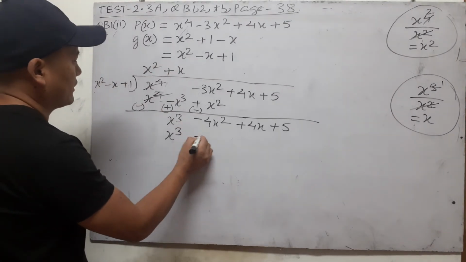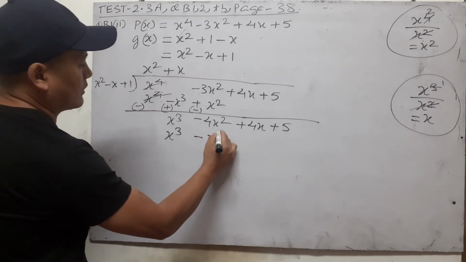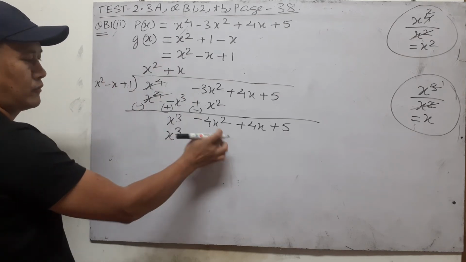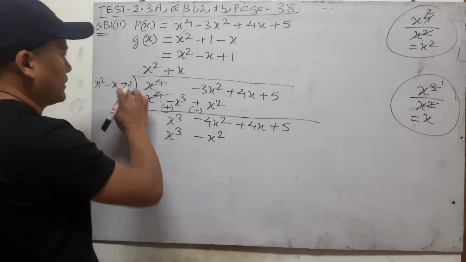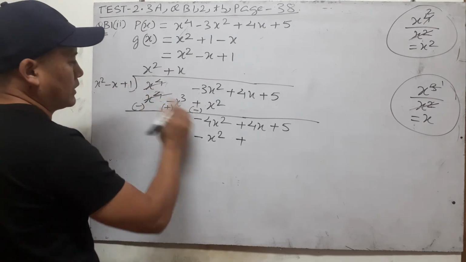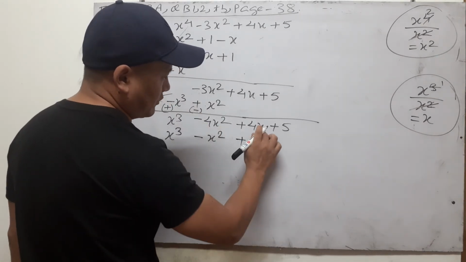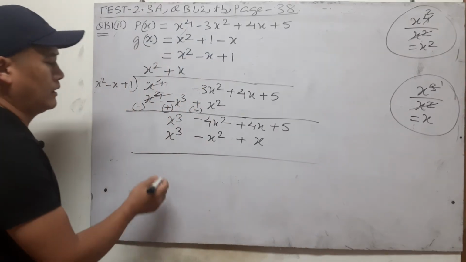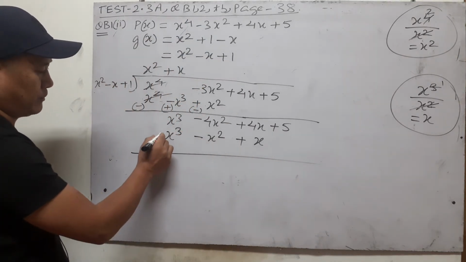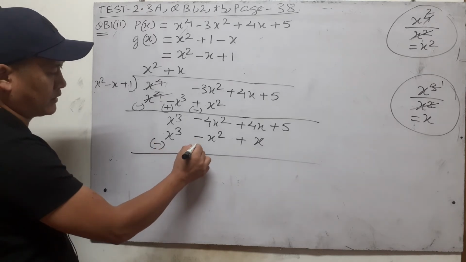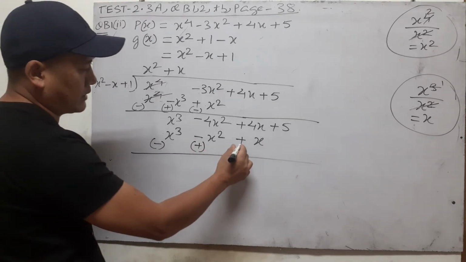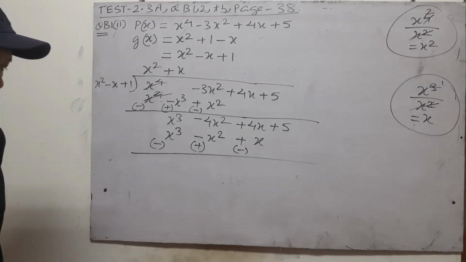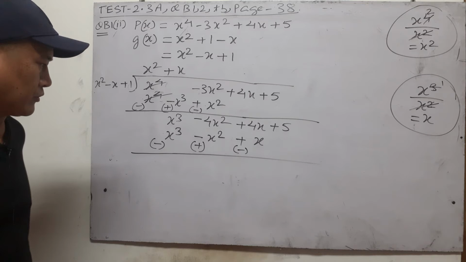Plus into minus is minus. X into x is x squared, because x to the power 1 times x to the power 1 is power 2. Plus into plus is plus. X into 1 is x. We put it in the same line because these are like terms. Then put a dash and change the sign of the lower terms again. Plus x cubed becomes minus x cubed, minus x squared becomes plus x squared, plus x becomes minus x. Do it slowly so you get it nicely and will be able to solve.